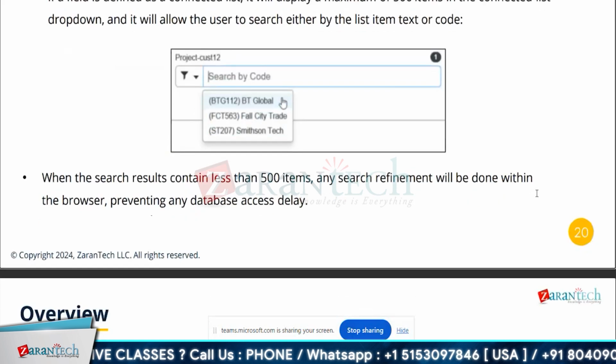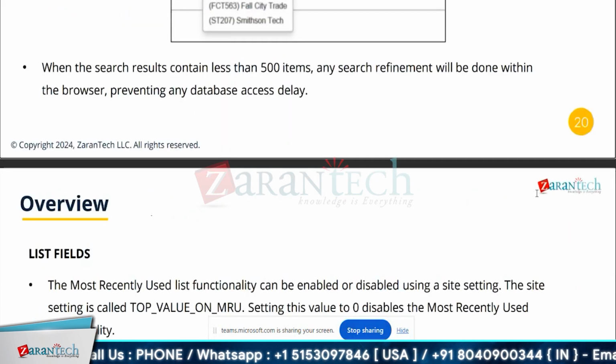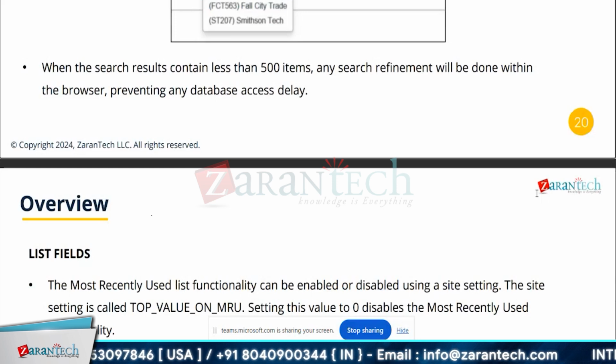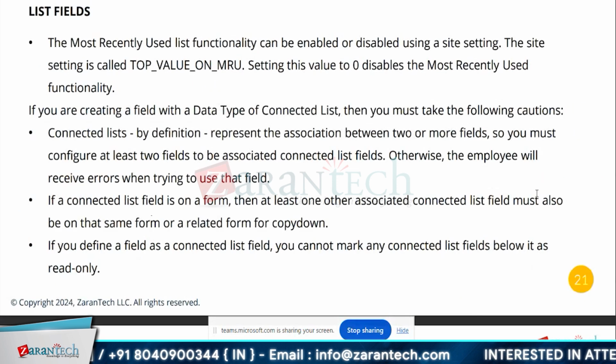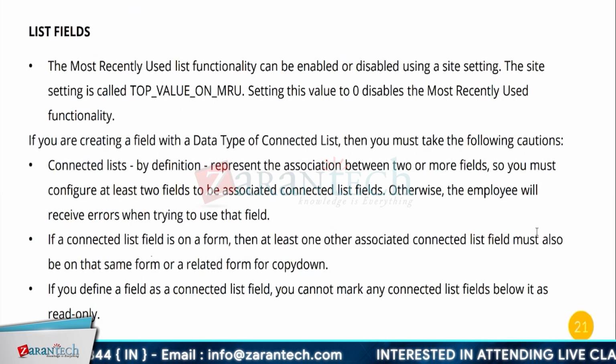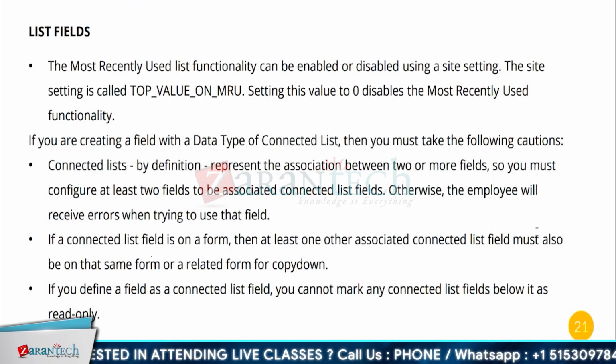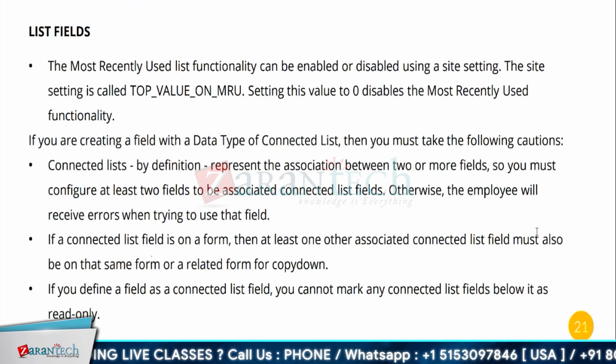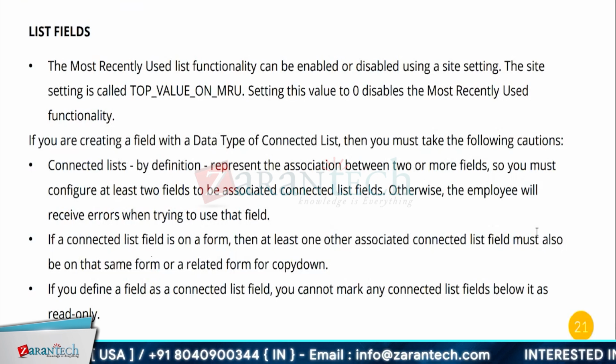When the search result contains less than 500 items, any search refinement will be done within the browser, preventing any database access delay. Sorry for the background noise. The most recently used list functionality can be enabled or disabled using a site setting. The site setting is called top value on MRU. Setting this value to 0 disables the most recently used functionality.